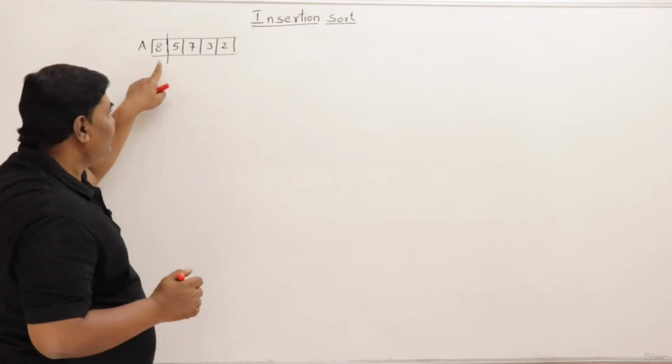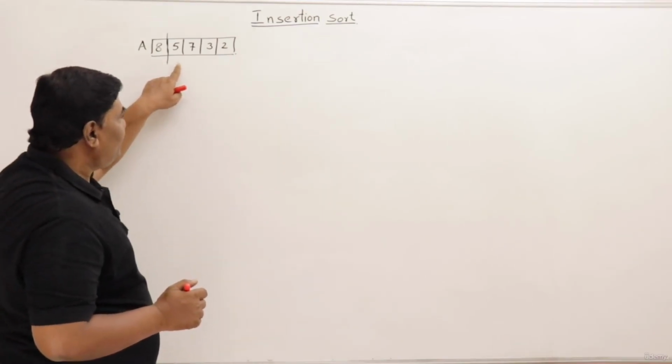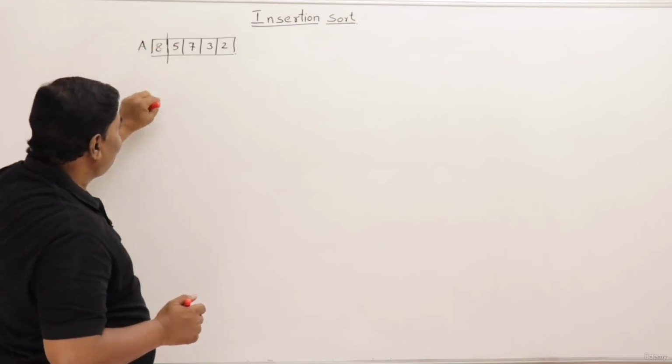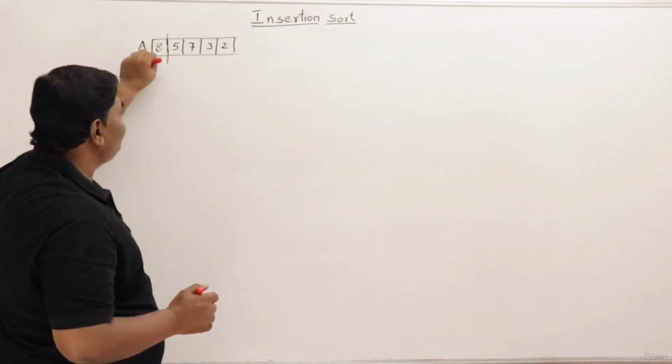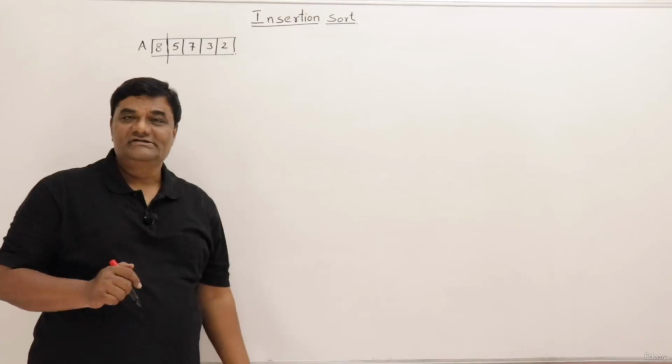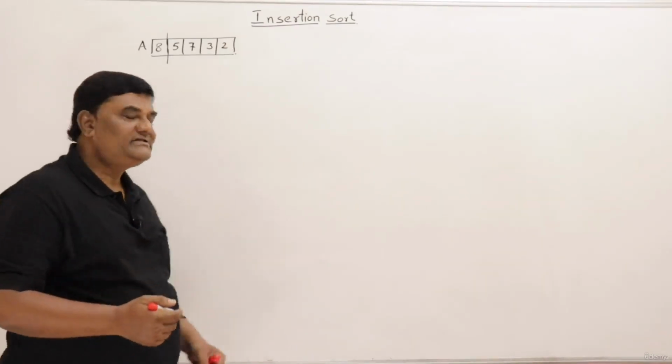One element, that is 8, is sorted. So from the unsorted list, we'll take out an element and insert this side. Take out an element and insert this side. This is what the procedure is. So let us start the process.